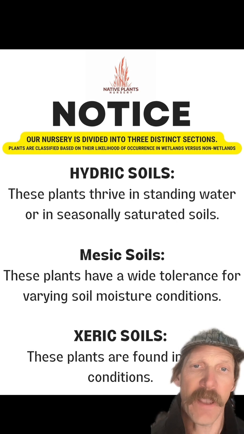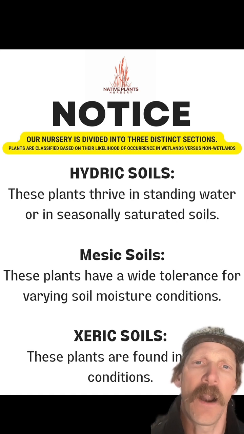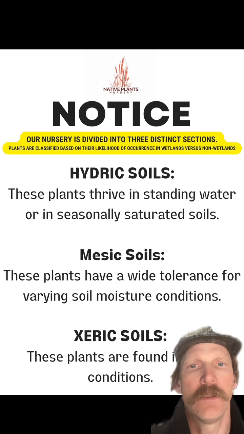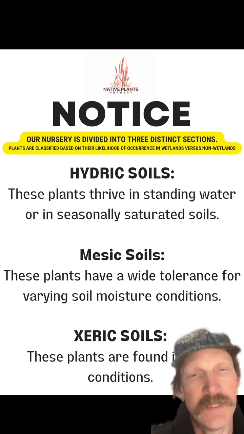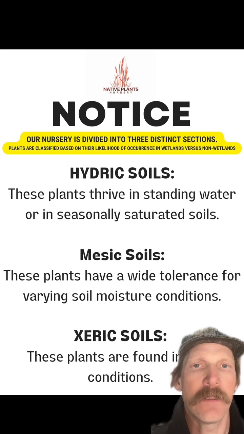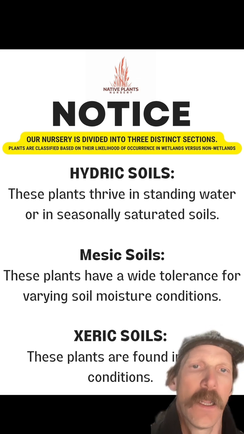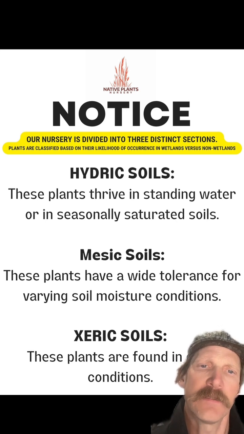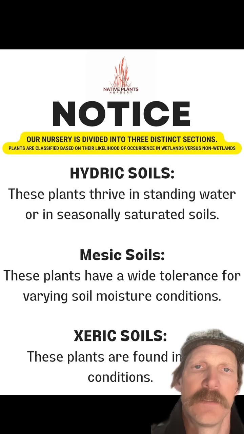Then we're going to have a facultative section, which is our mesic soils, average soil. These plants have a wide tolerance for varying soil moisture conditions. They're equally likely to occur in a wetland as they are a non-wetland. Then we're going to have our xeric soil section. These are the plants that are found in drier sections.